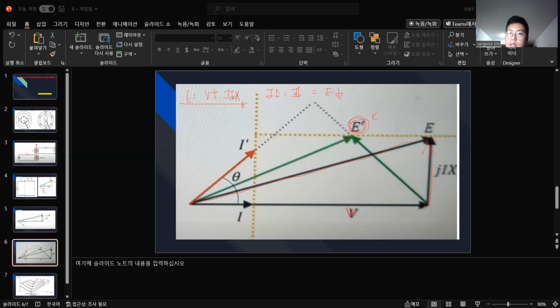But look at that here. jIX is, as I said, the voltage drop, right? So we need to make it a triangle. What happened? Here is 90 degrees, right? As I said, j is 90 degrees, making it precede, right? So I is here, 90 degrees, here, this part.